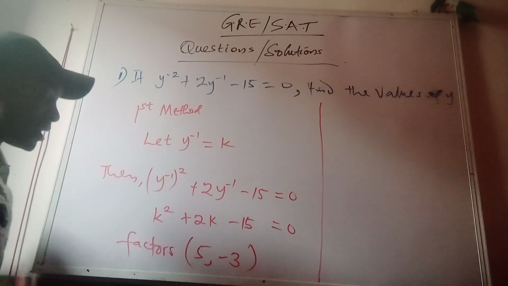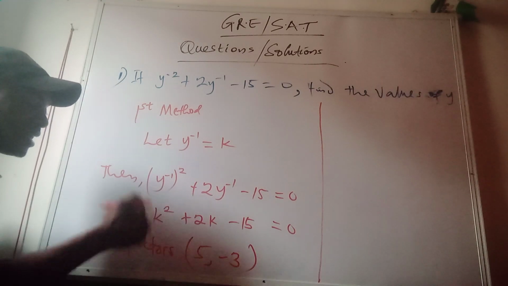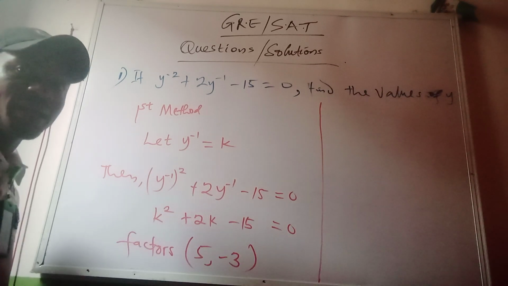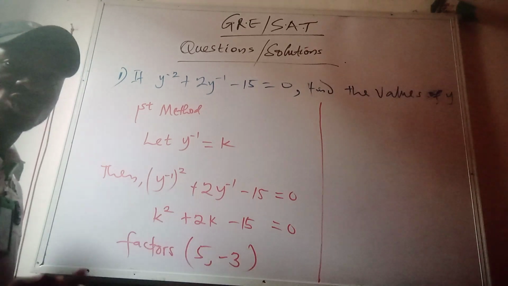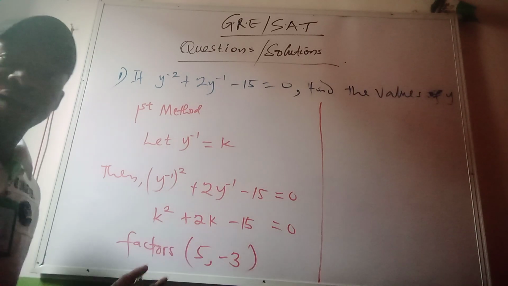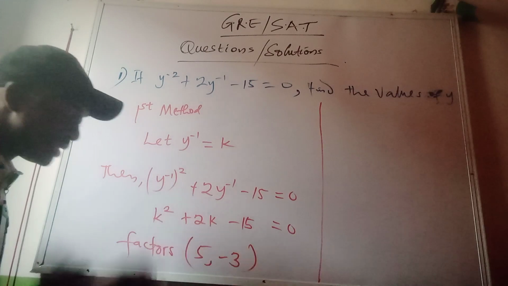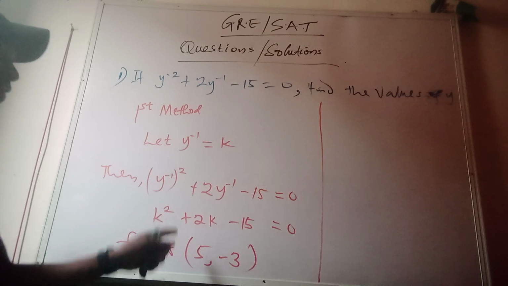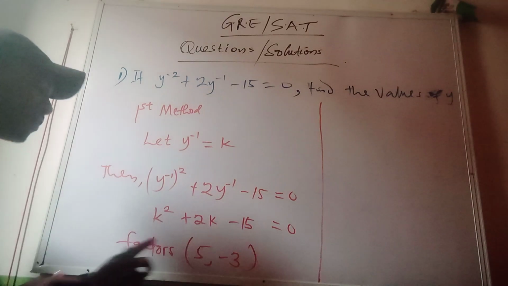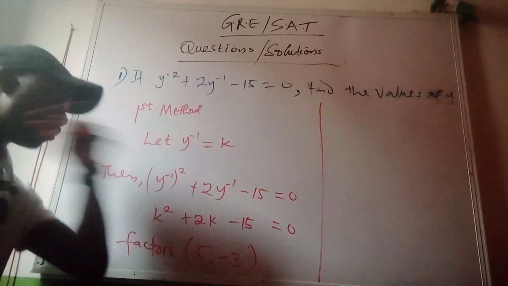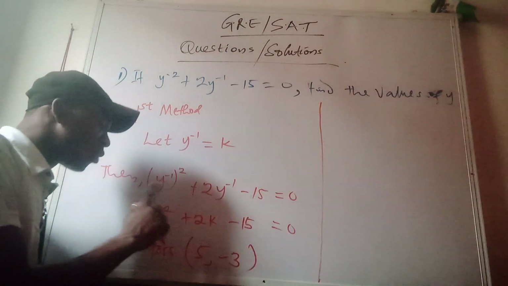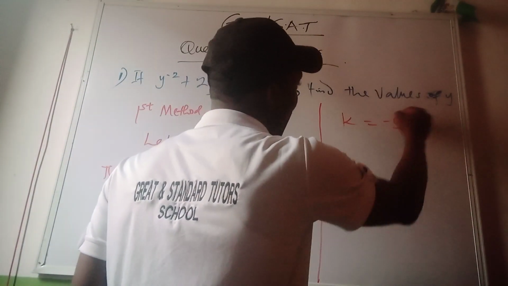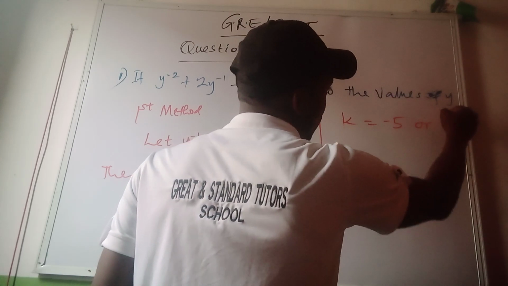So for that reason, since the coefficient of the highest power here is 1, whatever I get as my final answer, I will divide by 1, which still remains the same. That is to say, when your coefficient here is just 1, the answer you have as your factors is the interchange of each sign. Now I've gotten my factors to be 5 and minus 3. My final answer is going to be minus 5 and plus 3. Minus 5 and plus 3. That means k is equal to minus 5 or 3.